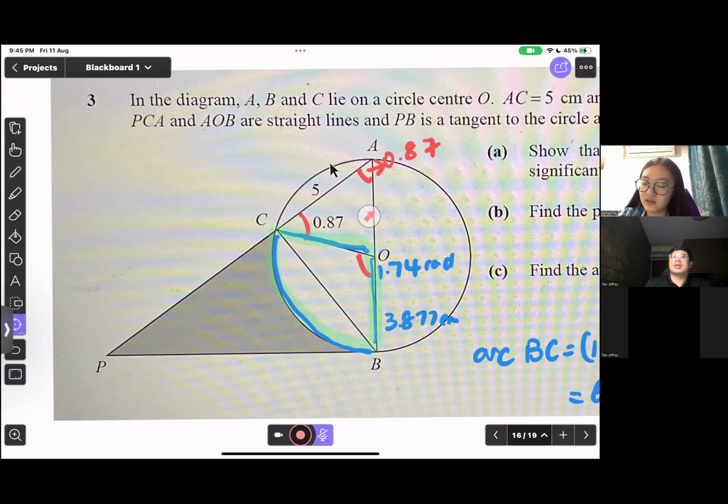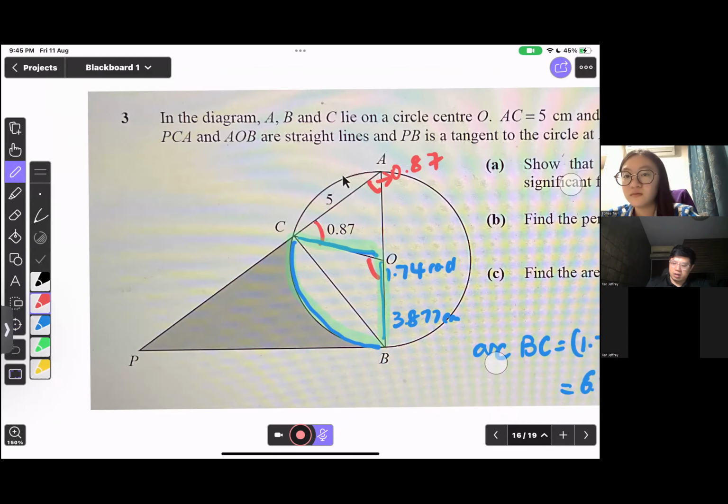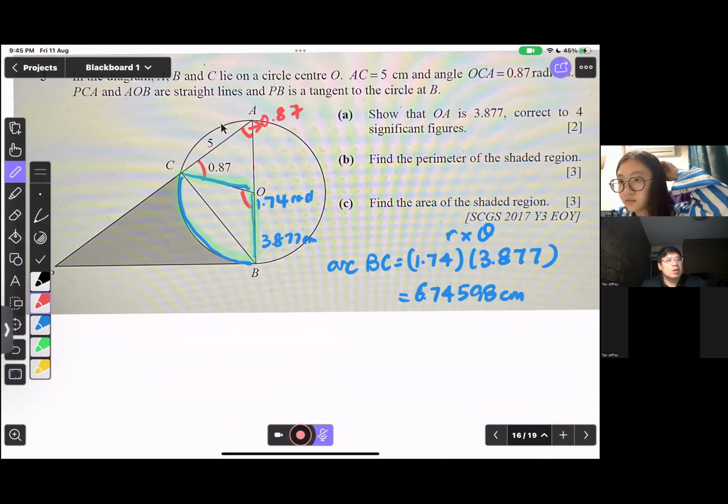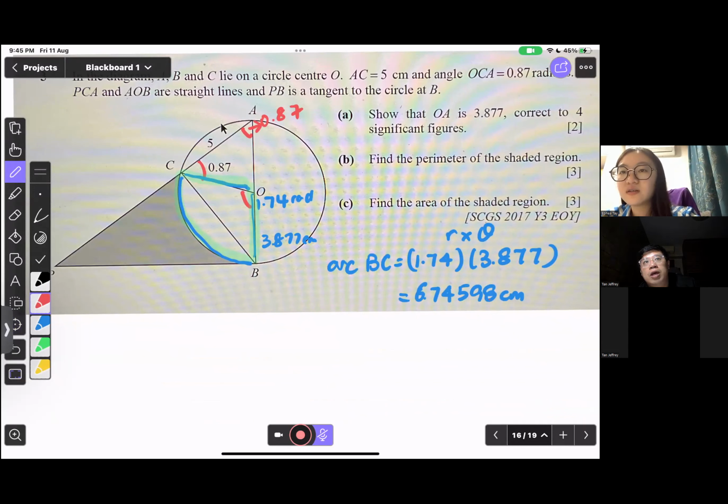Then minus 1.74, minus 5, minus 5. Oh, radian, how you? Okay, the theta is the radian. Then can you find BP? Yeah, it's equal to PC. Yeah, correct. Okay. Then also part B, shaded region. Okay, so now B is done. You know how to do B already? Yeah. I'll show you how to do C.